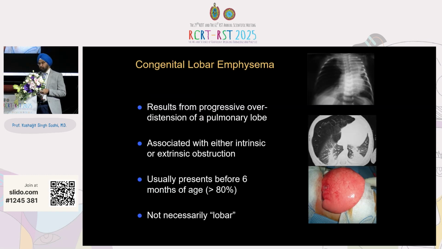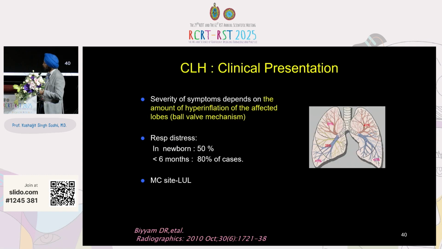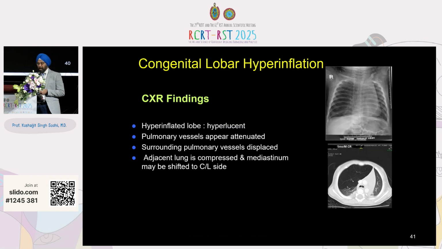Moving on, congenital lobar emphysema was the earlier term. Nowadays it's called congenital lobar overinflation or hyperinflation. This is also pretty common, which results from progressive overdistension of a pulmonary lobe and is involved with either intrinsic or extrinsic compression. And it is not necessarily lobar, it can be multilobar also, but that is also less common, or I would say even rare. So remember, there are different sites which can be involved, but the most common site is the left upper lobe, followed by the right middle lobe, and then the right upper lobe. The lower lobes are less commonly involved or rarely involved in a congenital lobar hyperinflation.